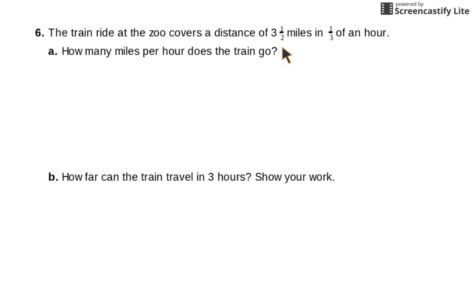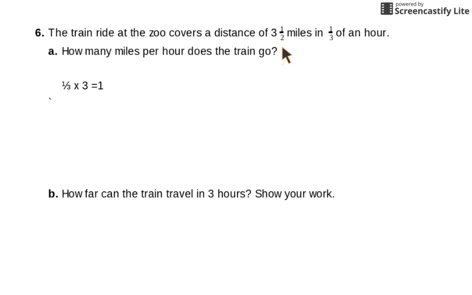So I'm going to write it out for you. We did 1/3 times 3 to give us our 1 hour, and we have to do the same thing with the distance. So 3.5 miles times 3, that's going to be 10.5. So that's 1 hour, and that's miles.